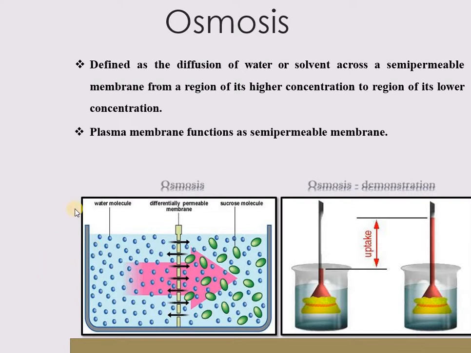Here you can see in this picture, the water molecules are present on one side, and here the sucrose molecule is present. So here the concentration of water is more and here it is less. So what happens? Water will move from this side to that side till the concentration of the molecules becomes uniform. So this is a demonstration of the process of osmosis.